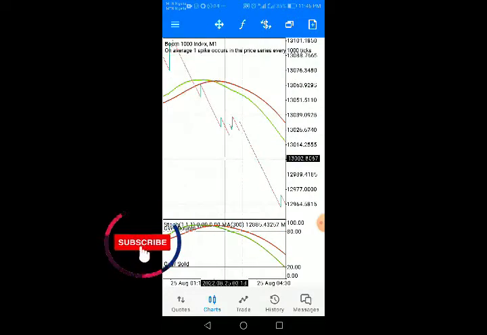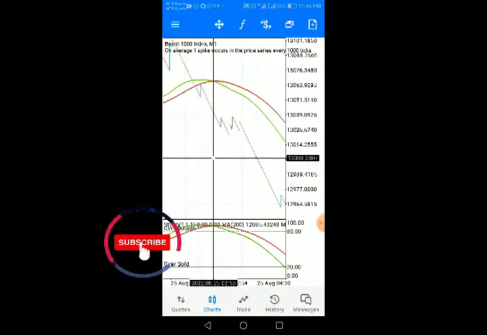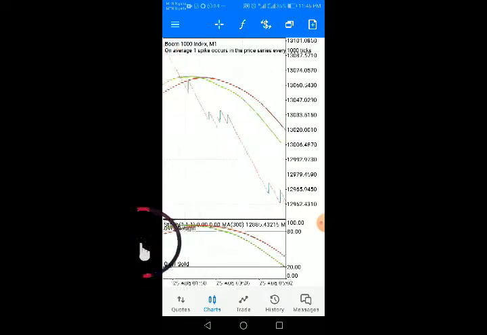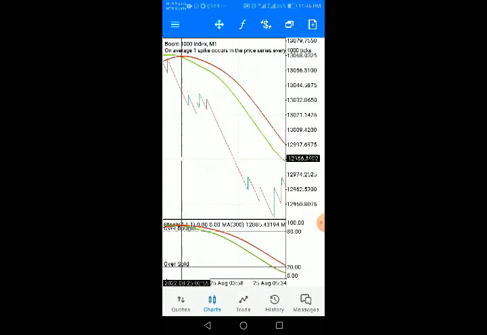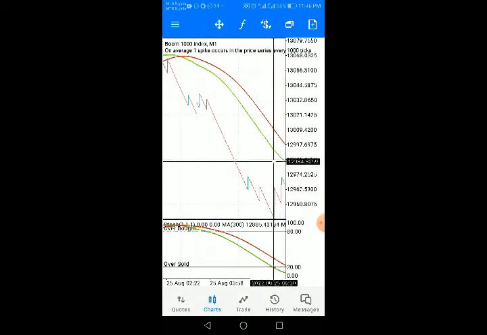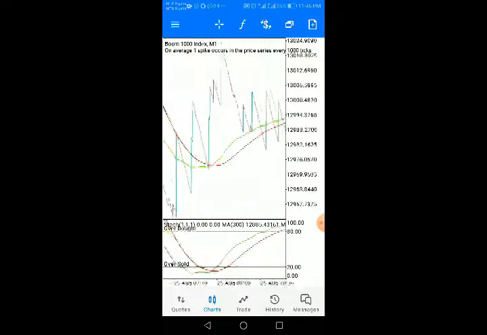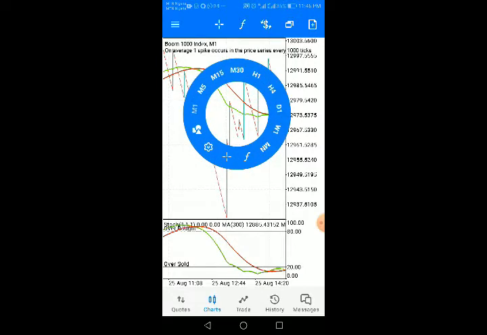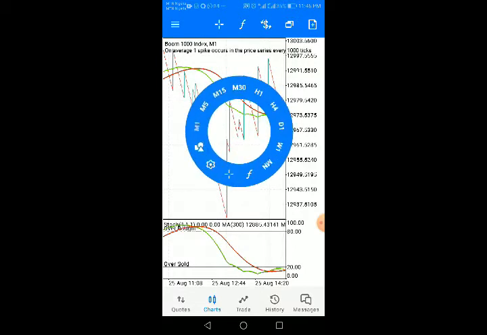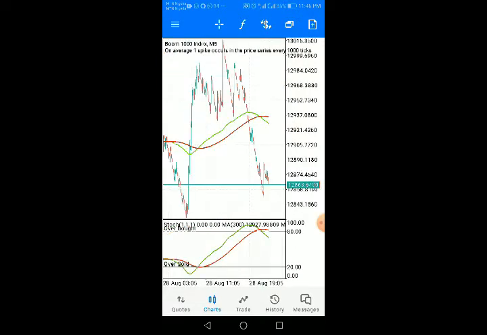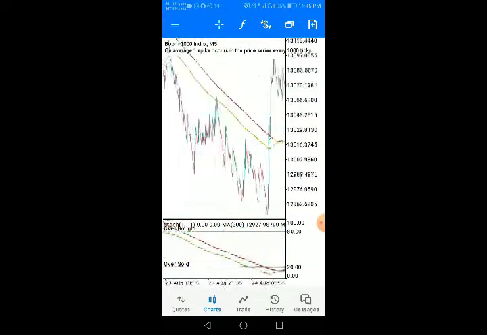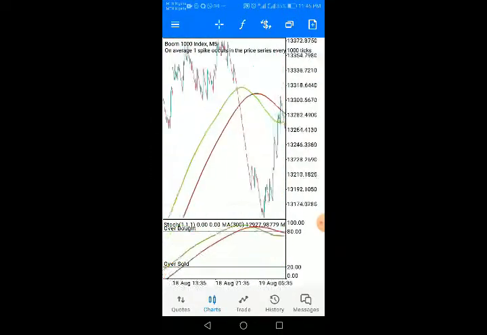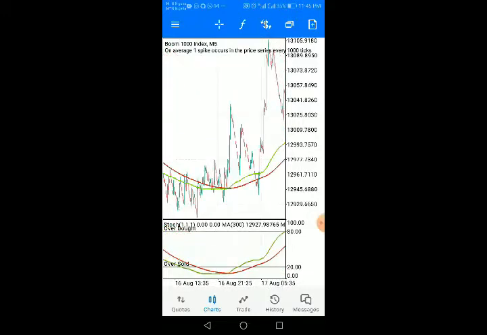Simple as that. This is another one. You can say enter here, exit here. You can imagine the amount of profit that will be made in this trade. So that's it, and it works. It works both on 5 minutes and 1 minute.